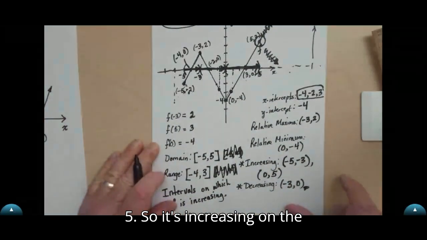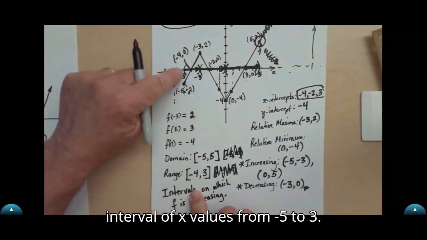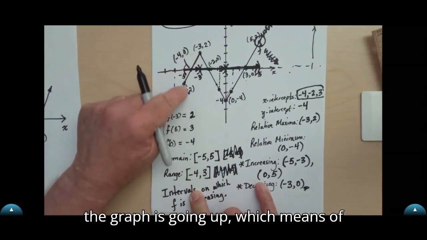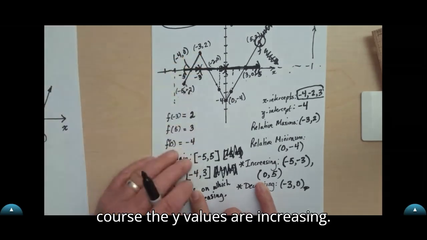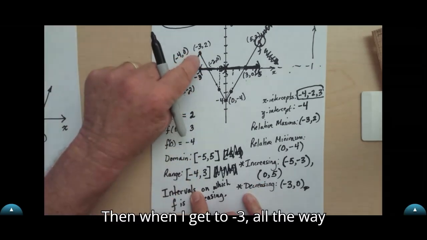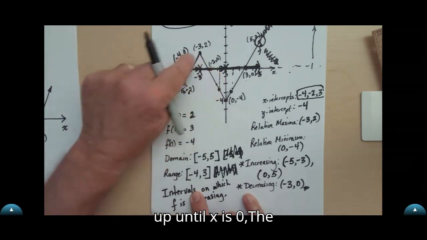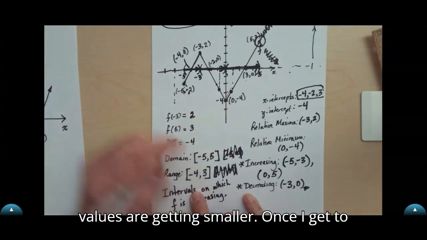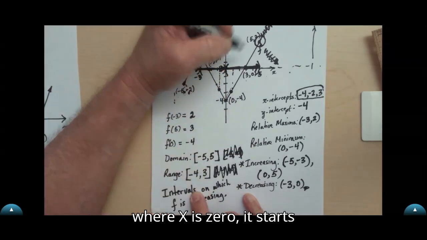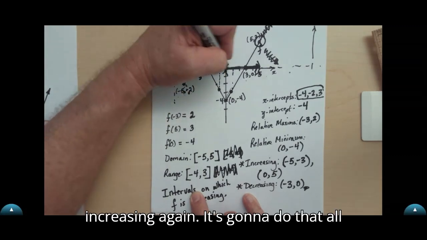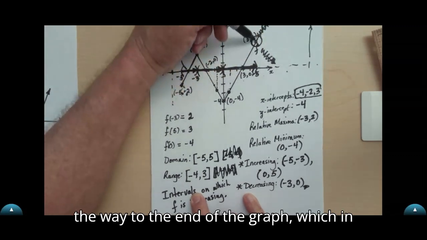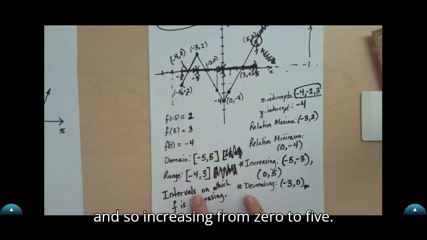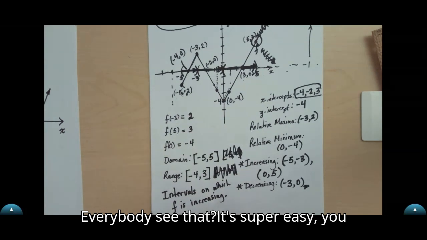So it's increasing on the interval of x values from -5 to -3. As x goes from -5 up to -3, the graph is going up, which means, of course, the y values are increasing. Then when I get to -3, all the way up until x is 0, the graph is falling, it's decreasing. The y values are getting smaller. Once I get to where x is 0, it starts increasing again. It's going to do that all the way to the end of the graph, which in this case is at x equal 5. And so increasing from 0 to 5. Everybody see that? It's super easy.